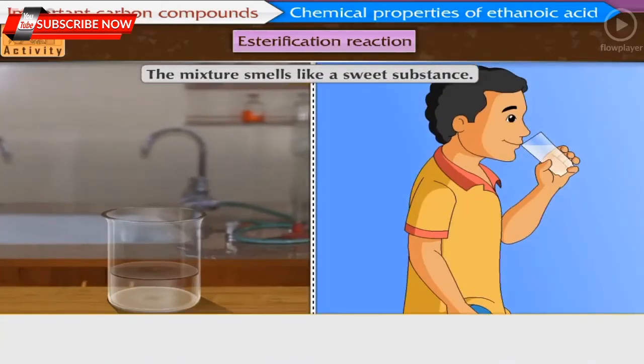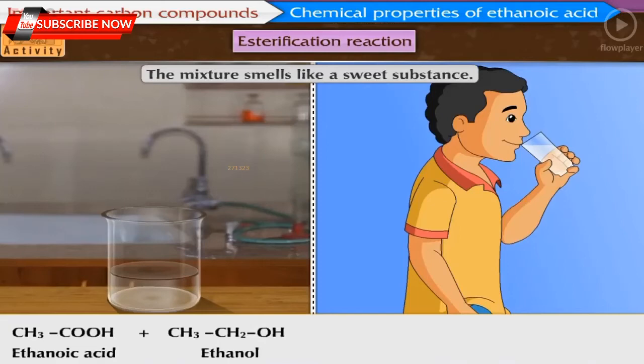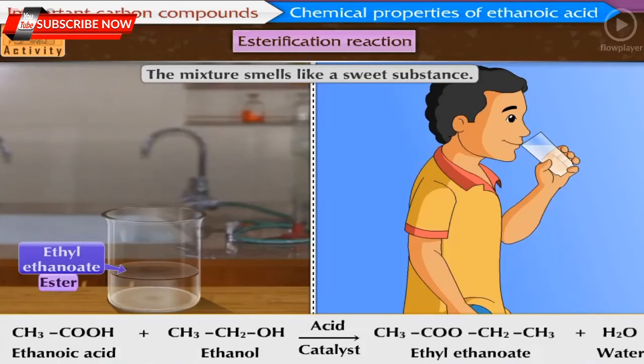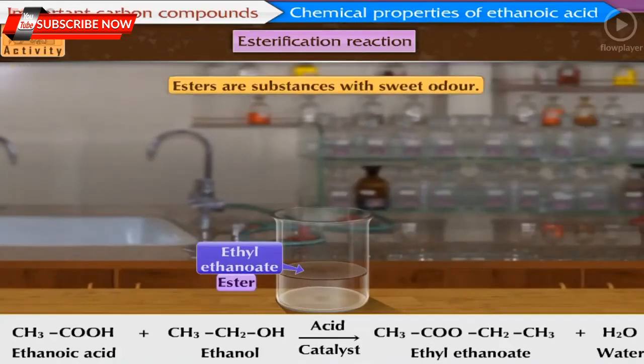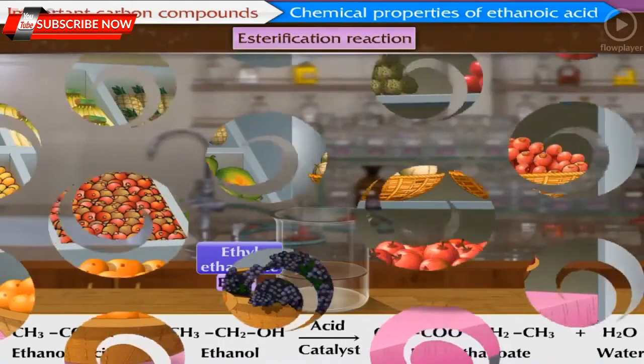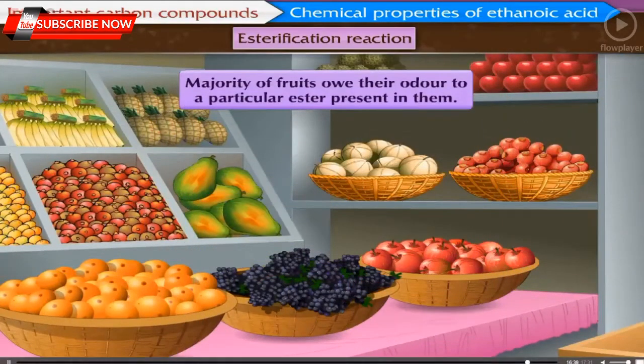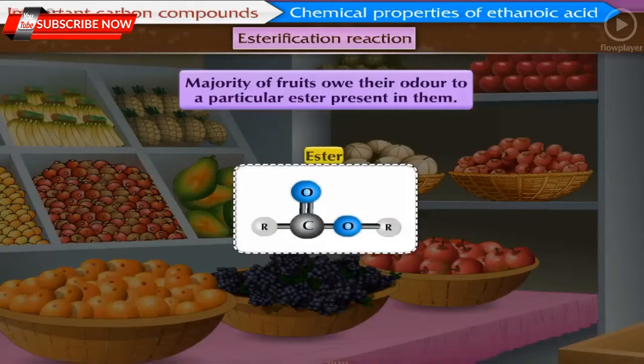In this reaction, ethanoic acid reacts with ethanol in presence of an acid catalyst, and an ester, ethyl ethanoate, is formed. Esters are substances with sweet odor. Majority of fruits owe their odor to a particular ester present in them.